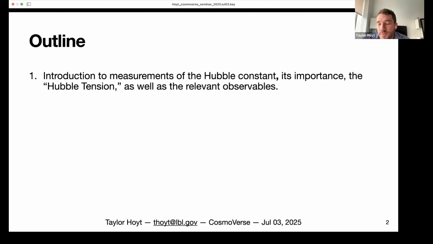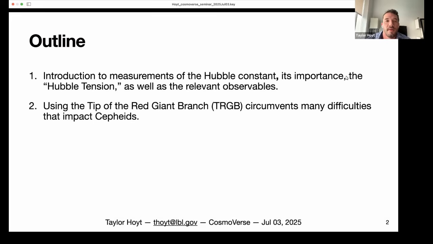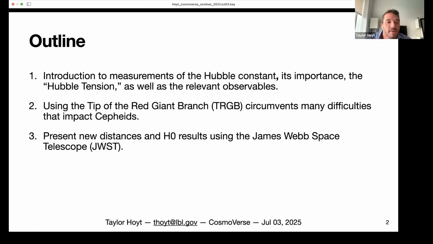I'll just briefly introduce measurements of the Hubble constant, its importance, the Hubble tension, as well as the relevant observables. I don't need to belabor that for this audience. Then I'll talk about using the tip of the red giant branch and how it circumvents some of the many difficulties that impact Cepheid variables, the other competitive measurement of extragalactic distances. Then I'll present new distances and H0 results coming from observations from the James Webb Space Telescope.